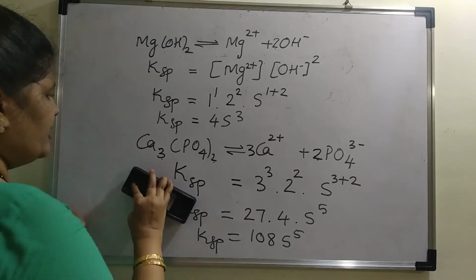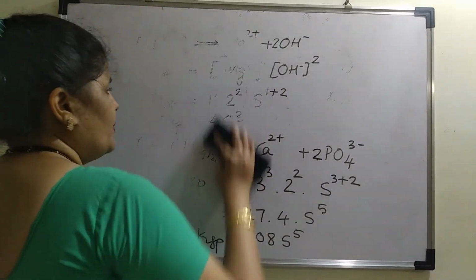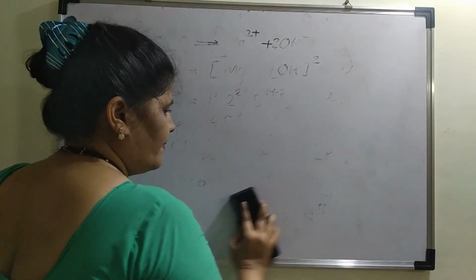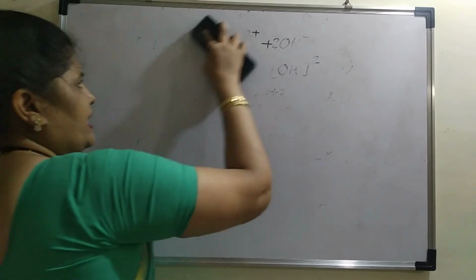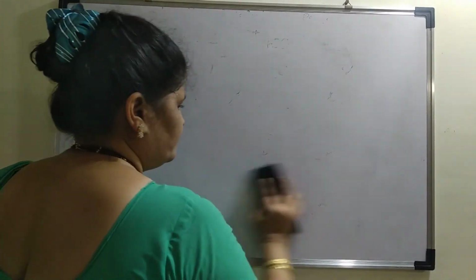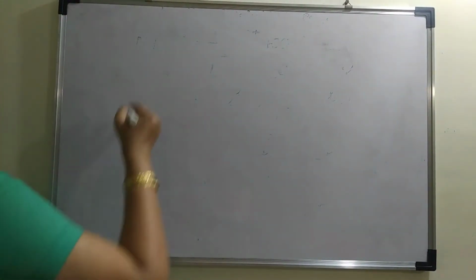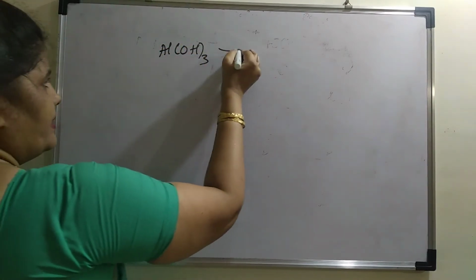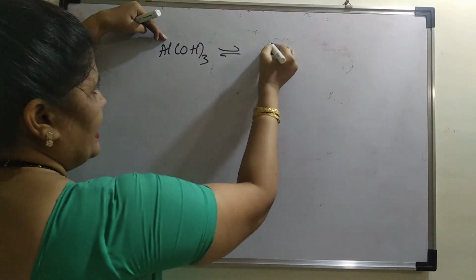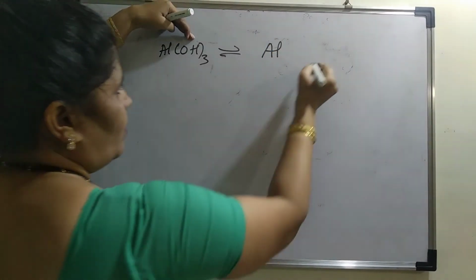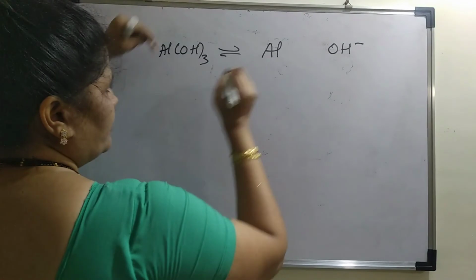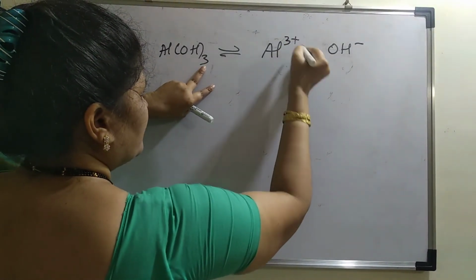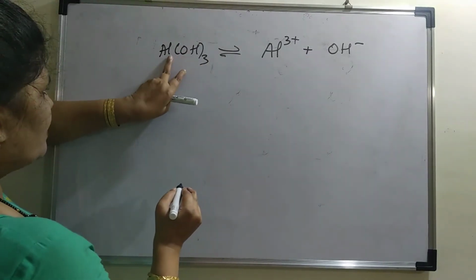Let us take one more example. You can do that simultaneously, students, to understand it better. Let us take aluminium hydroxide, Al(OH)3. How will I split this? It will give me Al and it will give me OH. Now, Al, how much? 3 plus. Plus OH minus.